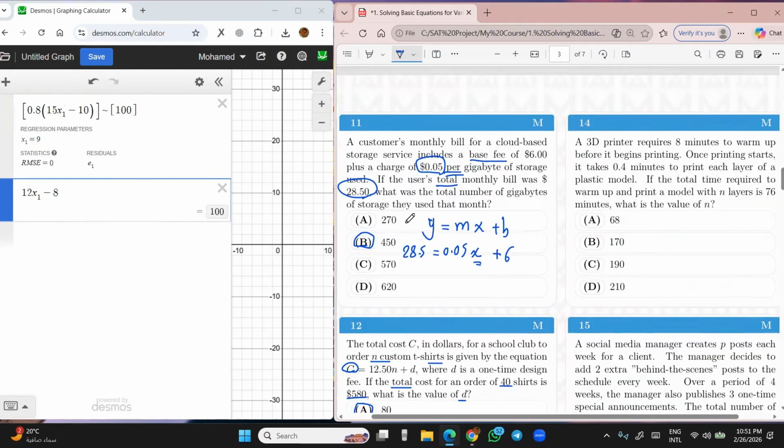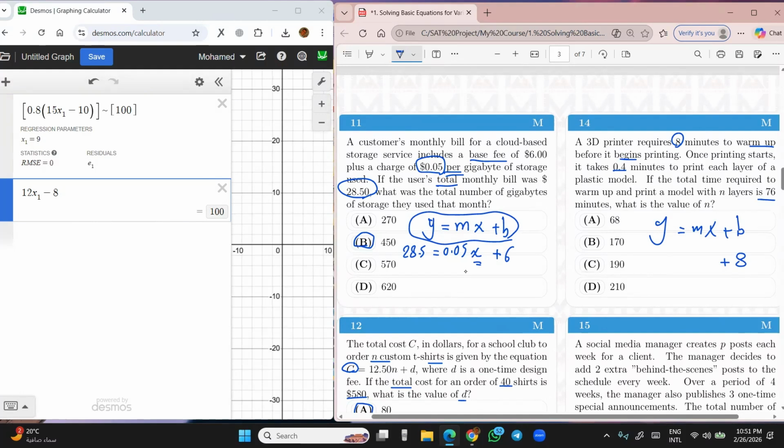Number 14. A 3D printer requires 8 minutes to warm up before it begins printing. Once printing starts, it takes 0.4 minutes to print each layer of a plastic model. If the total time required to warm up and print a model with n layers is 76 minutes, what is the value of n? We need to consider the slope-intercept form. Y is equal to mx plus b, and b is the starting point, which is the warming up stage, which starts with 8. So we replace b with 8.